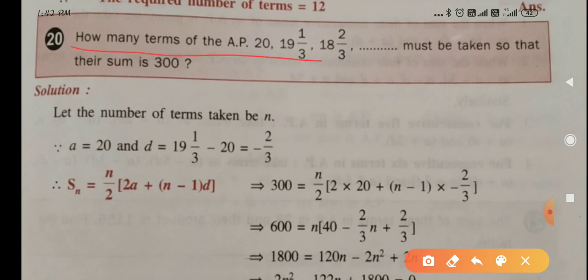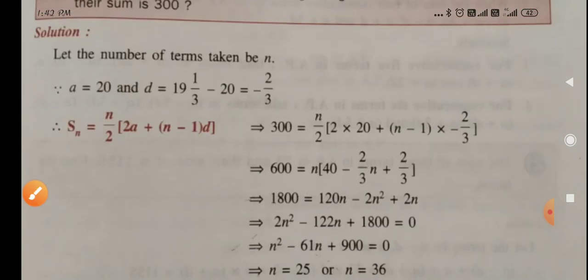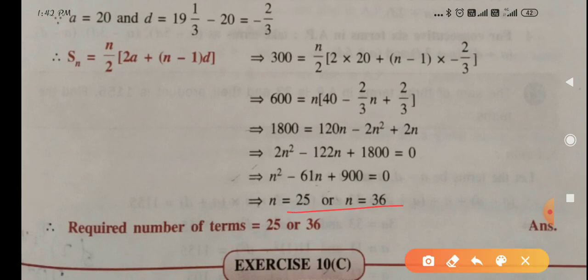How many terms of the AP must be taken so that the sum is 300? Here also the value of n is to be found. The AP is given: 20, 19 whole 1 upon 3, 18 whole 2 upon 3 and so on. So A is 20, and D you can find as 19 whole 1 upon 3 minus 20, which is minus 2 upon 3. The value of the sum S is 300. You can put the values here and the answer is coming 25 and 36. So if you take 25 terms then the sum will be 300, and if you take 36 terms then the sum will also be 300.